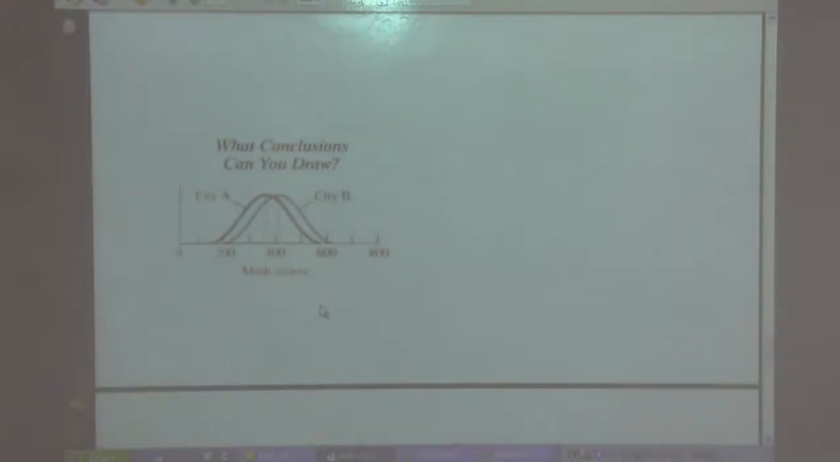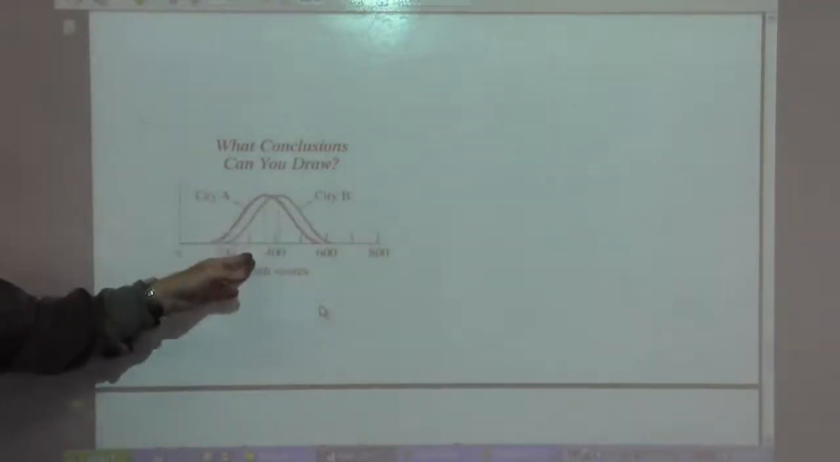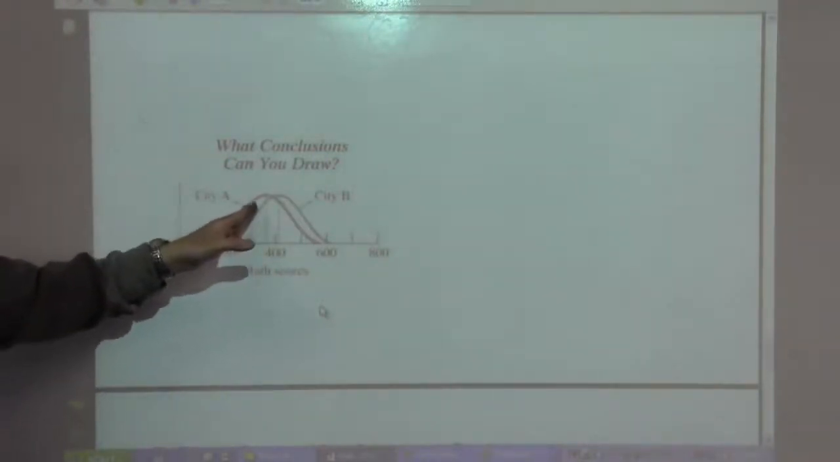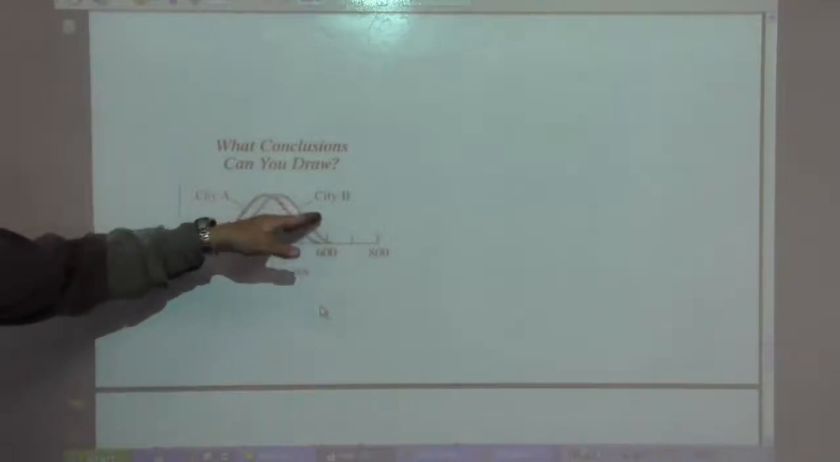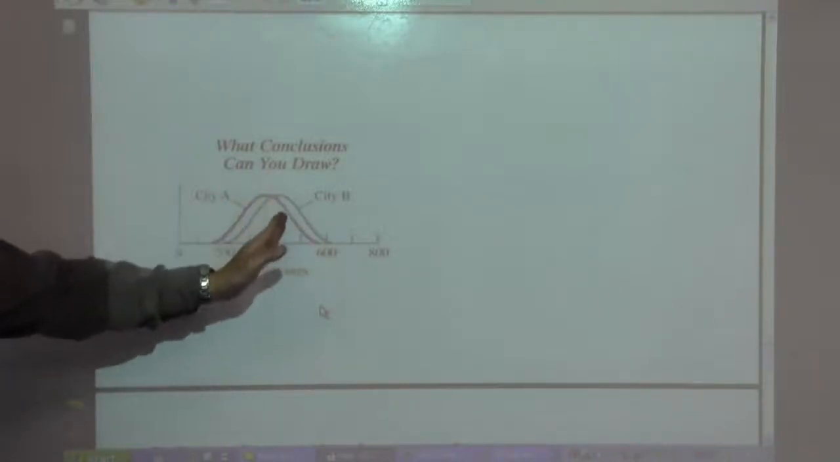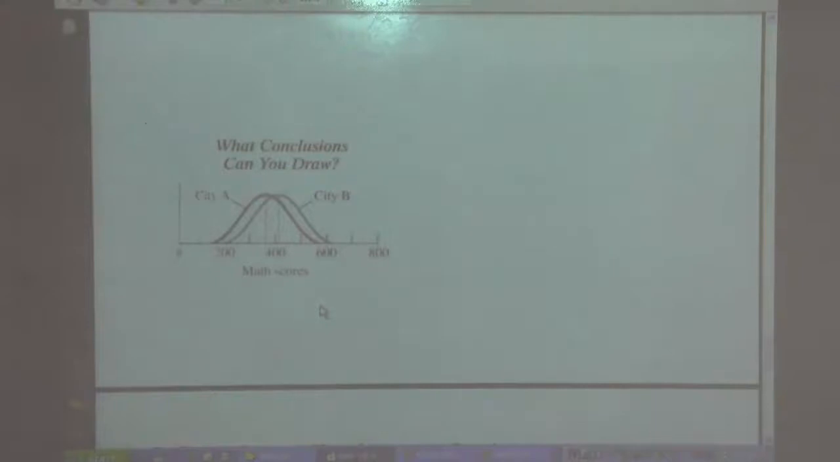So what conclusions can you draw between city A and city B? The math scores, it looks like the average score, the same distribution, but the average score was higher in city B than city A.